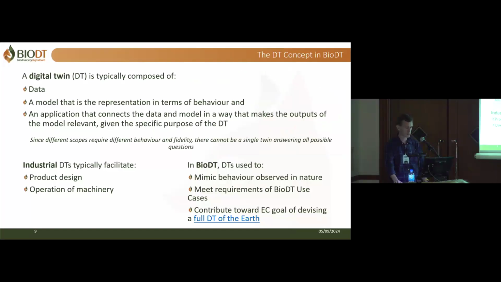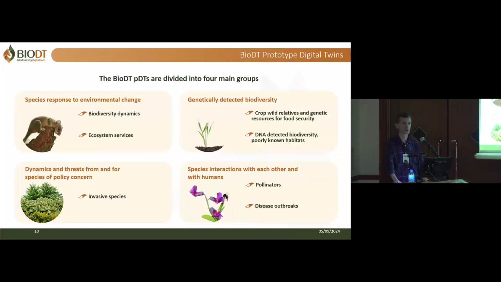It should mimic behavior observed in nature and meet the requirements of use cases. And the use cases are actually quite important here. When we were designing and writing this project, we wanted to move from the top left to the bottom right. This is the increasing complexity of biodiversity data. This is also the gradient from fundamental research to more applied and human-oriented aspects of biodiversity. And then policy concerns, we have invasive alien species, and we have a particular chapter of experimenting with DNA-derived biodiversity data.